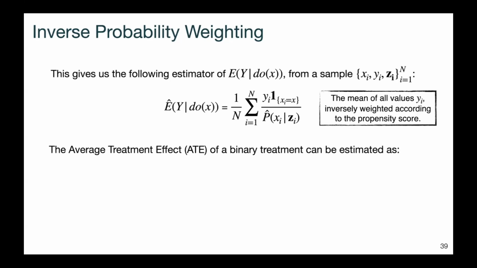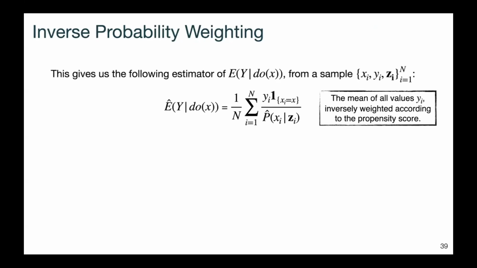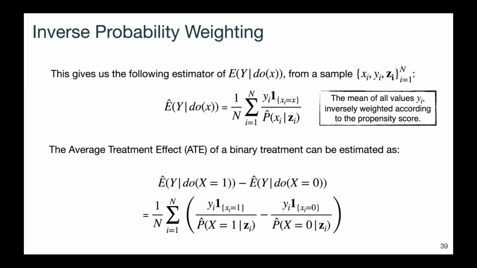If you are interested in the average treatment effect for a binary treatment, it's just the difference of these expectations once you have X equal to 0 and 1, right? So you just compute for both, and then you have the difference. So that's all. That's the idea behind inverse probability weighting.